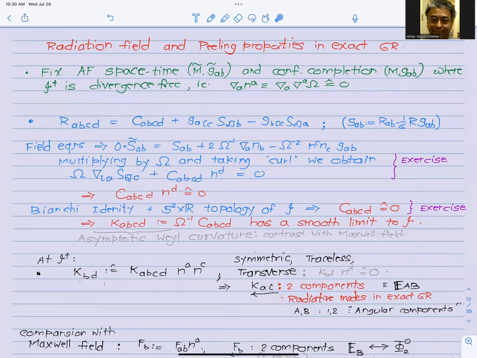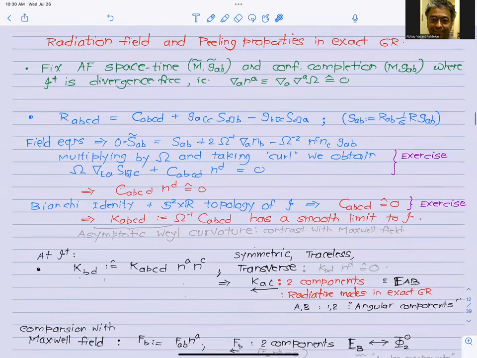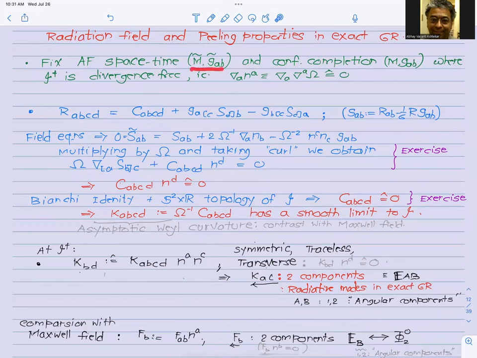So now, again, we're looking at consequences of our asymptotic flatness definition. And again, the point is that we can single out the radiation field and the peeling properties, but now in exact general relativity, just like what we did for Maxwell theory in Minkowski space-time. So we can fix an asymptotically flat space-time and a conformal completion where Scri is divergence-free. So this is equal to zero. And this, of course, implies by the field equations that grad_a n_b is also equal to zero at Scri.